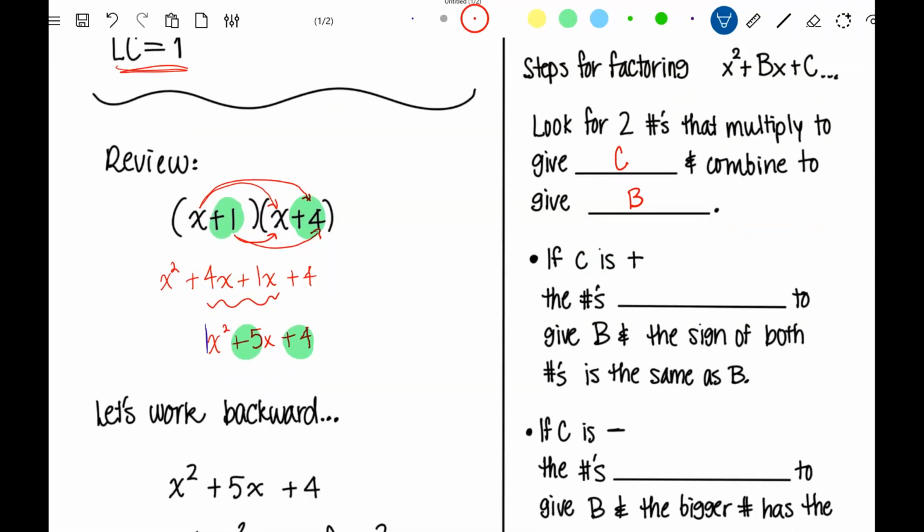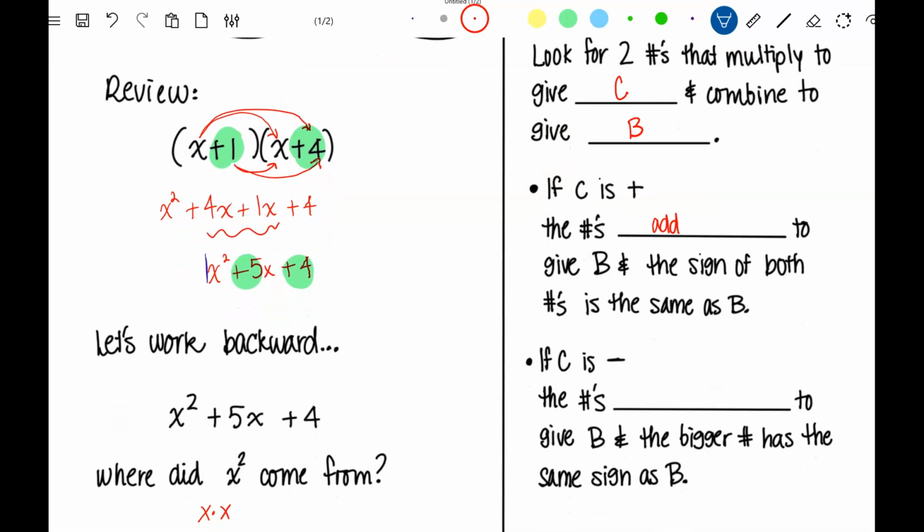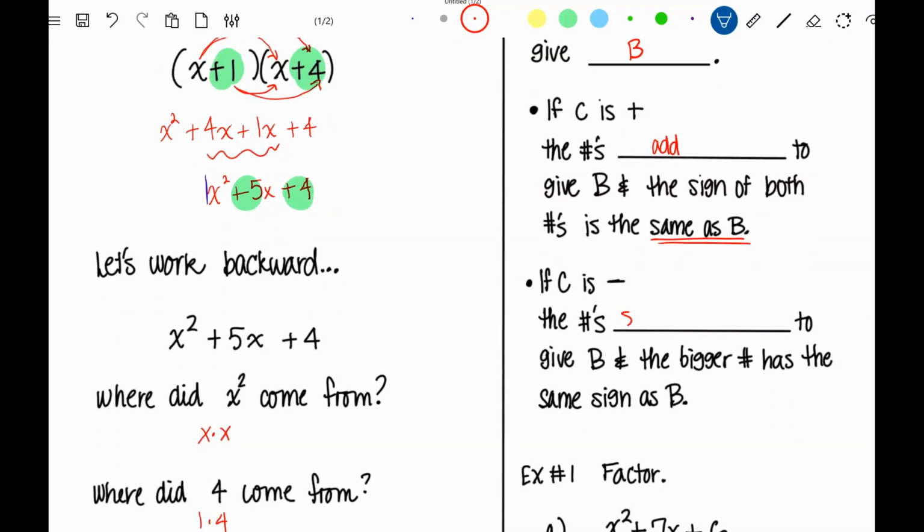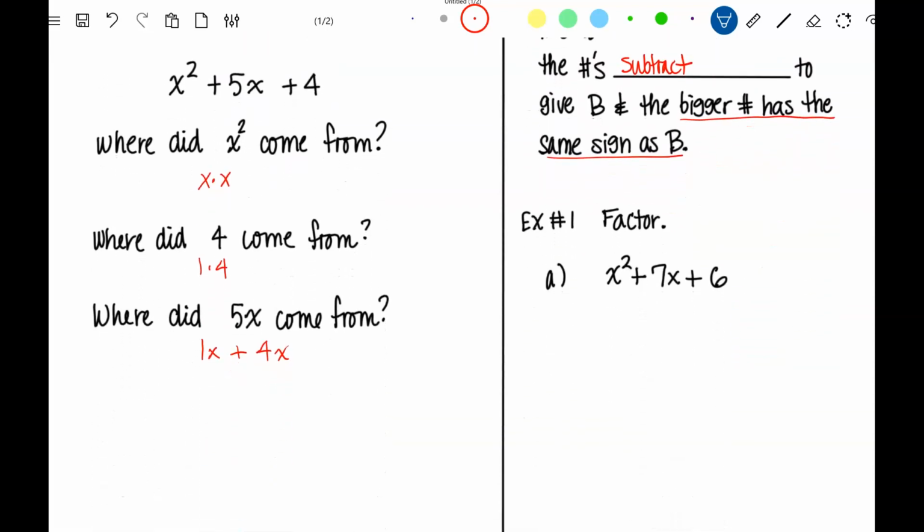If c is positive, if that last number is positive, a couple things you can remember. You don't have to remember this, but it might help you. If the last number is positive, then the numbers add to give b, and they have the same sign as that middle term. If c is negative, the numbers subtract to give b, and the signs are going to be different. The bigger number has the same sign as b. So let's look at some problems here.